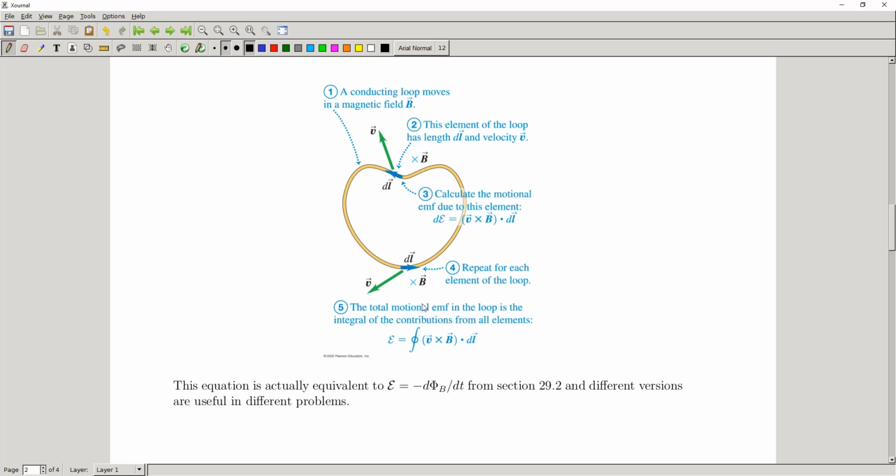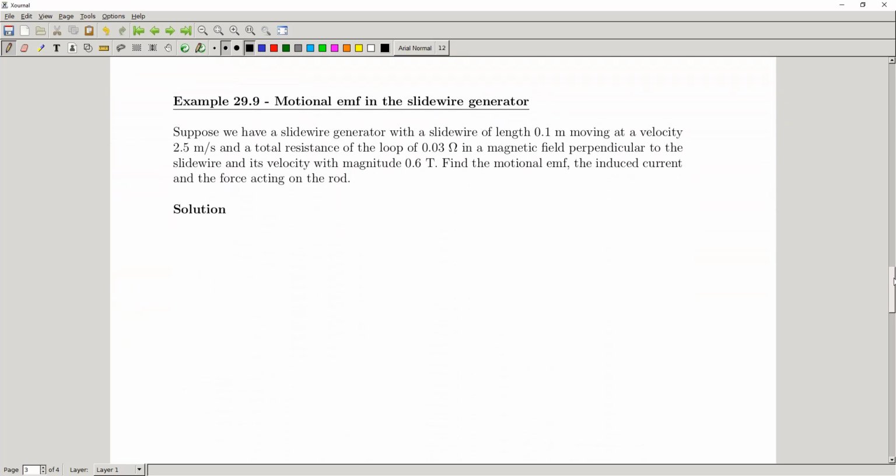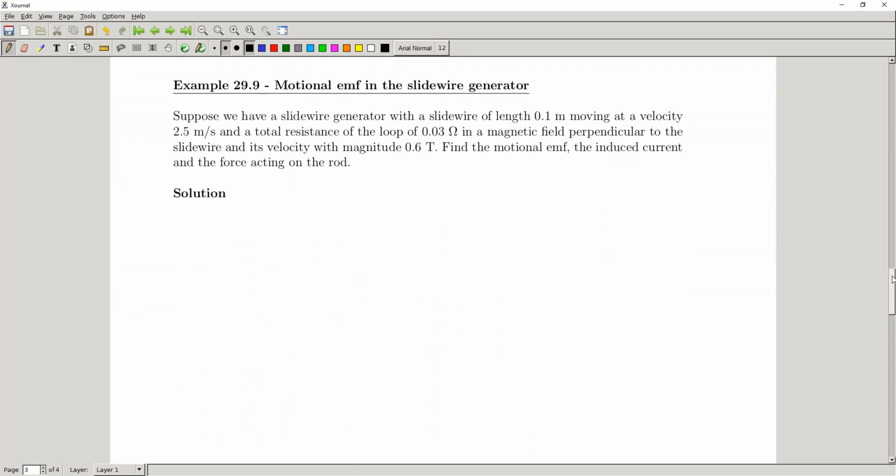Here we have an expression for our motional EMF written in terms of a closed loop integral over some cross product dotted into our tiny length elements, right? And so these are totally equivalent. You're going to use different ones in different spots depending on what the problem is asking for. Sometimes it'll be easier to use one, sometimes it'll be easier to use another. It's not always clear which one you want to use, so just be careful which one you use. Okay. We're now going to look at two quick examples and wrap this one up.